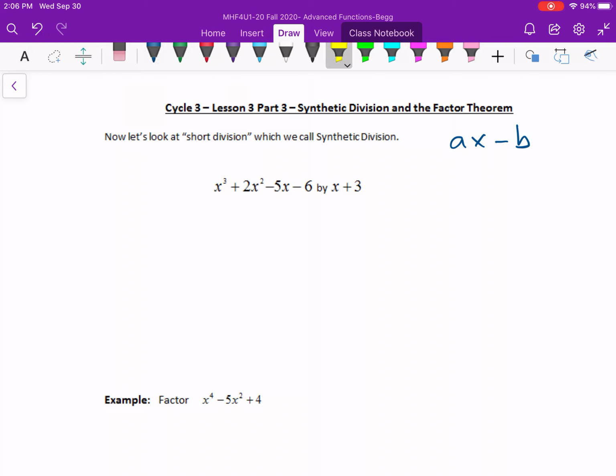So basically all we need to know for now is if you see a number in front of the x for a factor or for a division, we can't use synthetic division in that case. So let me do an example to make that a bit clearer, hopefully.